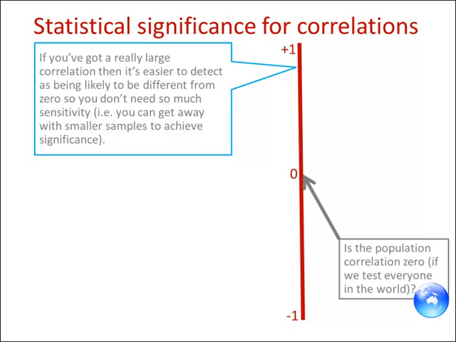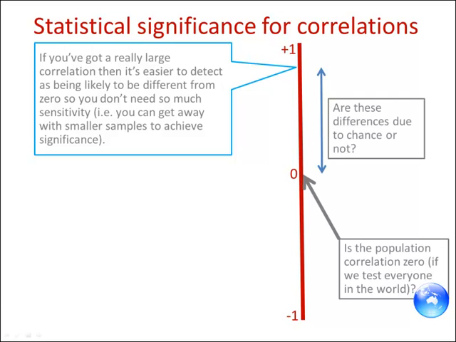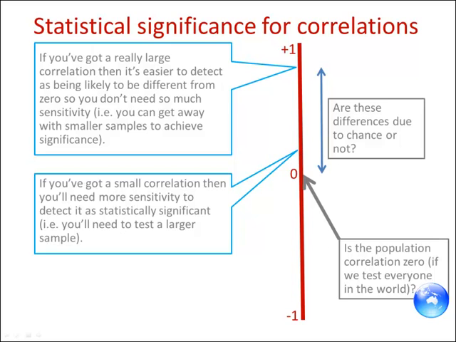What this means is if we've got a really large correlation, it's very easy to detect it as being different from zero. We don't need so much sensitivity, we can get away with a much bigger margin of error. However, if we're looking for a very small correlation, we need a lot more accuracy to detect it as being different from zero. That is, we need to test more people, simply because it's closer to zero.